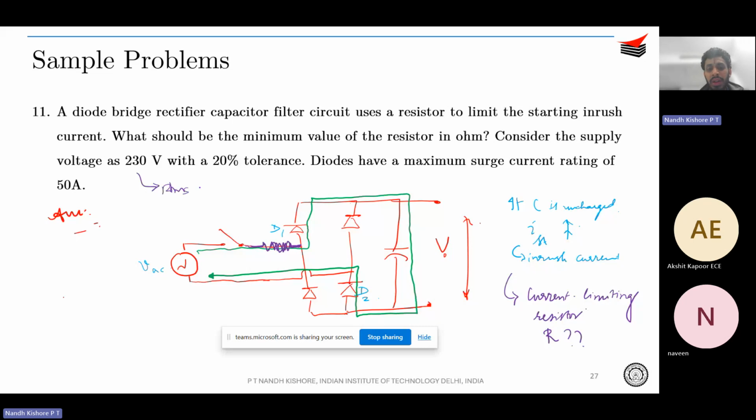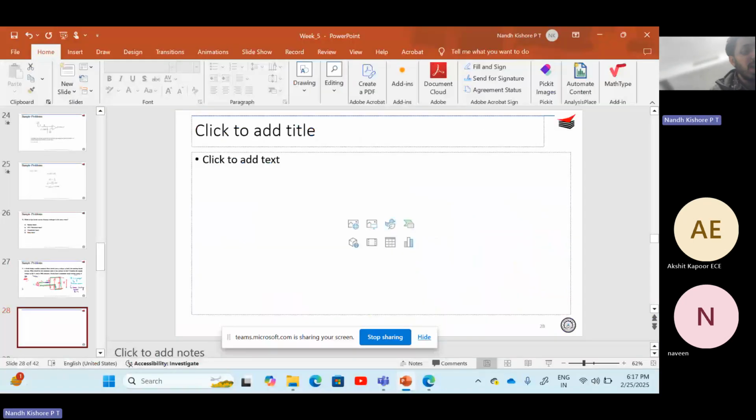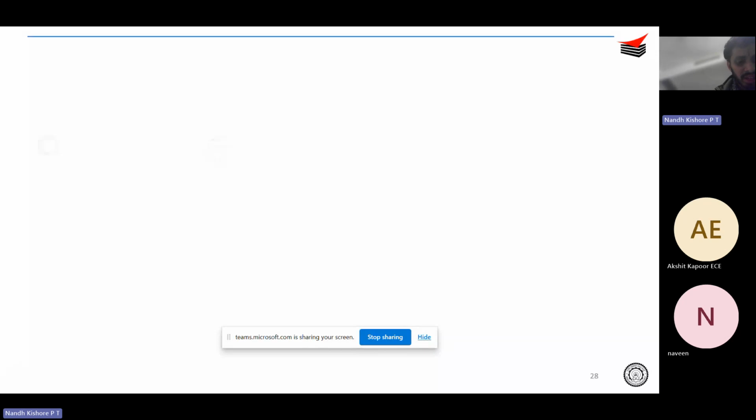They have also given the maximum surge current rating of the diode, which is 50 amperes. If you go to the device data sheet, they generally give two current ratings. Let me take a new slide over here. In the device data sheet, one will be what is known as the continuous current rating.